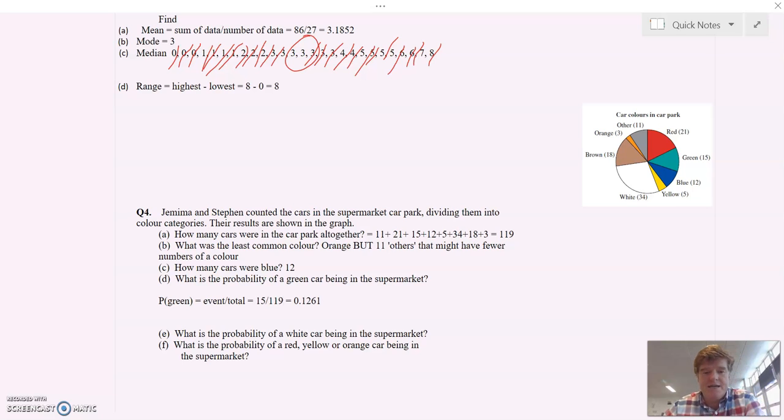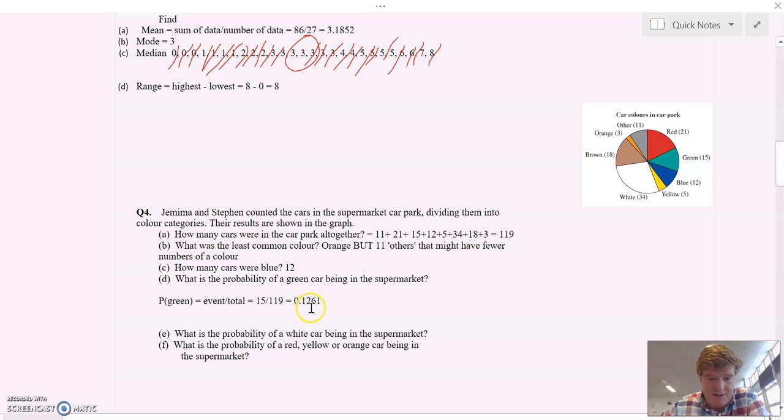Okay, and you can express it either way. You can express it as a fraction. 15 on 119 would be absolutely fine. I'm just having fun with the fact that OneNote calculates it for me, so you can also express it as a decimal, 0.1261, which we'd probably round to 0.13.